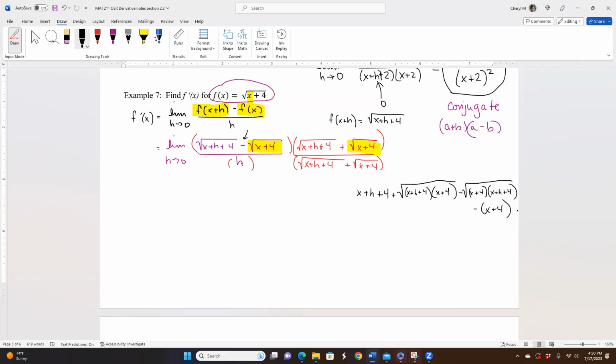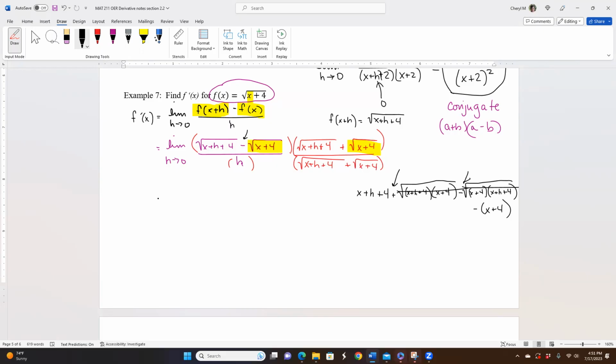So that looks horrible, and that's what my numerator is. But notice that this expression, the square root of x plus h plus 4 times x plus 4, is exactly the same as this one, the square root of x plus 4 times x plus h plus 4. Those two things are in a different order, but they are the same. And this one's being added and that one's being subtracted. So the happy part here is they cancel, which is why we multiplied by the conjugates.